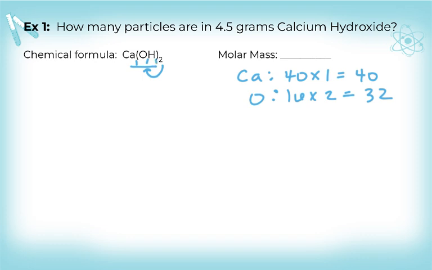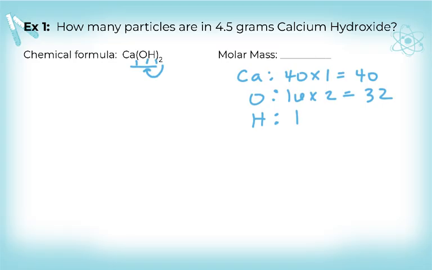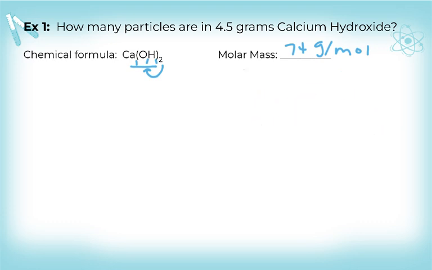And then my hydrogens have a mass of 1 from my periodic table, that 1.008. And I have 2 hydrogens, so then that's a mass of 2. So we're going to get a mass of 74 grams per mole as our molar mass for that calcium hydroxide. All right, now let's set up our conversion. So we put our starting value, 4.5 grams of calcium hydroxide.